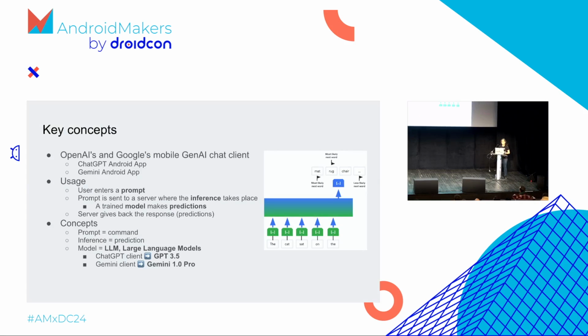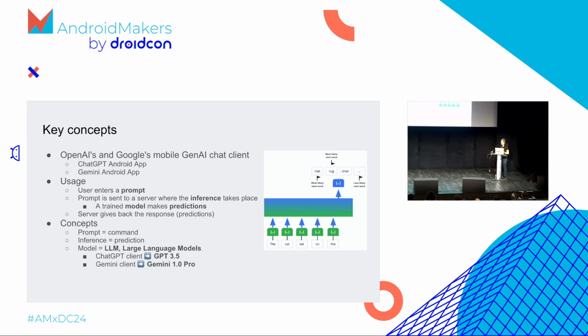So there are some key concepts behind what I just showed you. As I said, this is the ChatGPT and Gemini chat client on Android. What is going on is that you are sending a prompt to the app that is going up to the server, and then on the server, this is where the inference takes place.